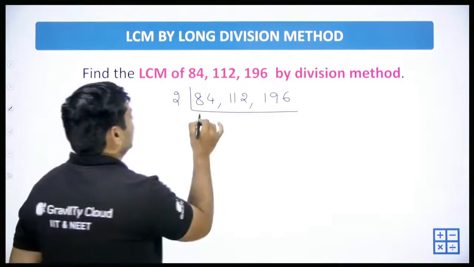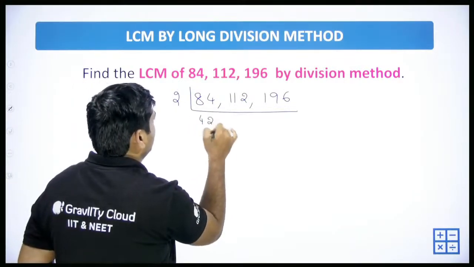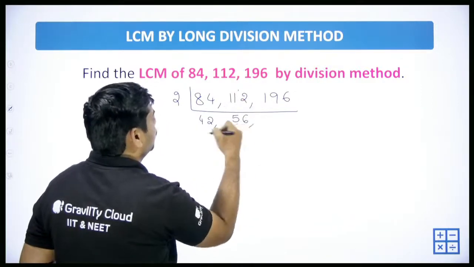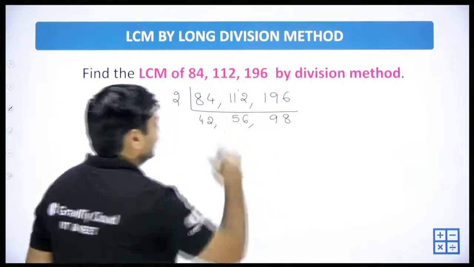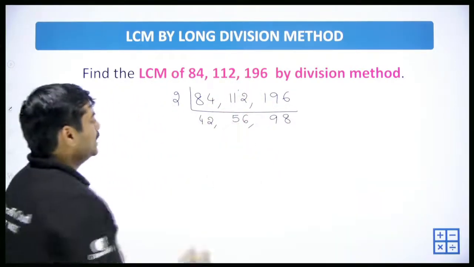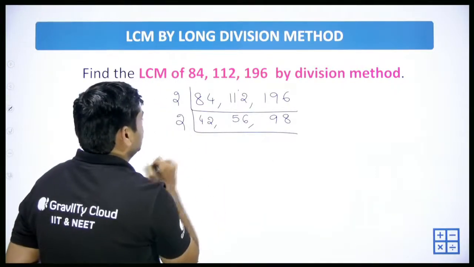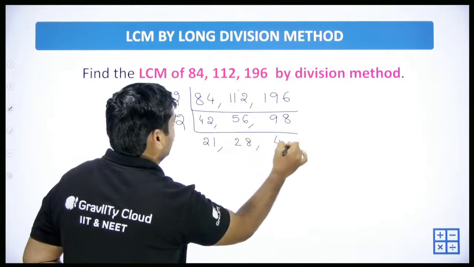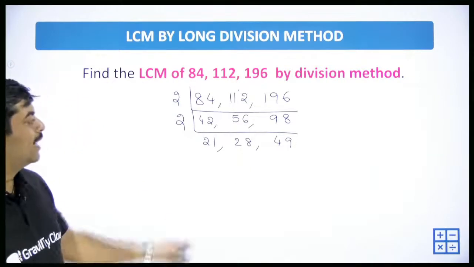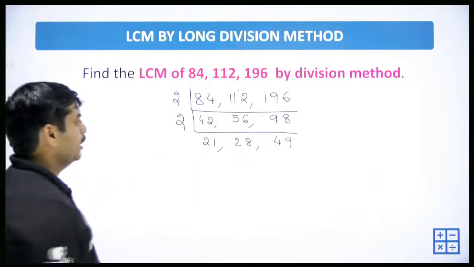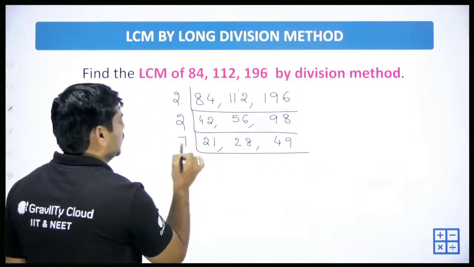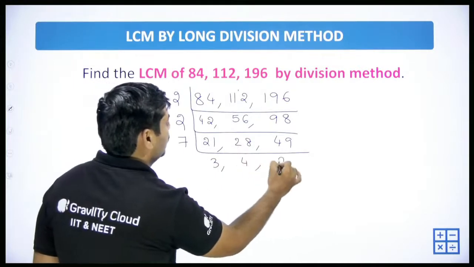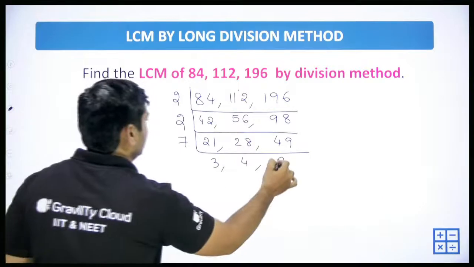So 2 42s are 84, 2 56s are 112, 2 98s are 196. Once again we can go with 2: 2 21s are 42, 2 28s are 56, 2 49s are 98. Now carefully observe, we can directly divide by 7, as all the numbers are multiples of 7, and 7 is itself a prime number. 7 threes are 21, 7 fours are 28 and 7 sevens are 49.